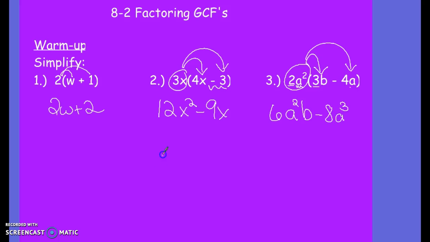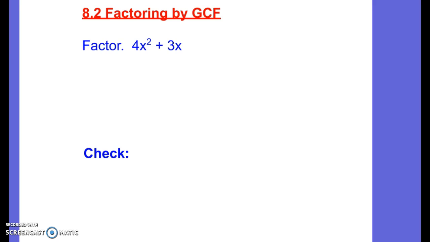Now we're going to be doing the reverse. You're going to get something that looks like your answer, and your answer will be something like the top. So let's just take a second and look at that. You can see that this looks like the answers to our warm-ups, and we're going to be doing the reverse. When you are doing that, it's almost like undoing the distribution.